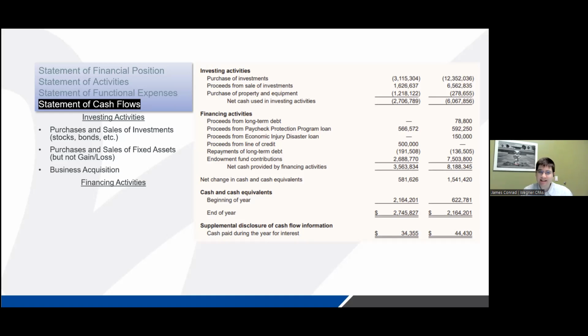And then for financing activities, it really has much to do with taking out and paying back loans. When you're getting those mortgages, you're paying back the mortgage, notes, lines of credit. That's financing activities.